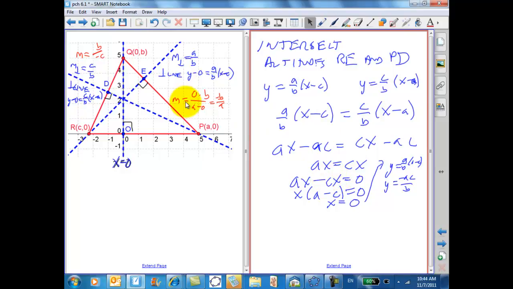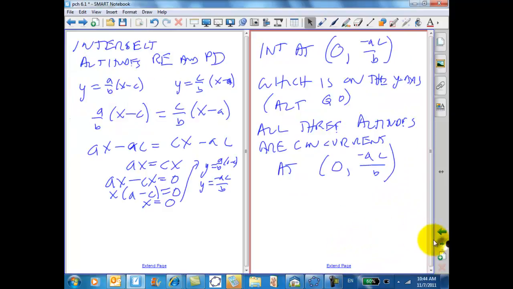Is that what we're trying to prove? That a equals c? No. So what we're doing is factoring out the x and basically showing that x equals 0. And then you put 0 back into either of the equations, you get y equals negative ac over b. So that means we've got the intersection at (0, negative ac over b), which is on the y-axis. So that means all 3 altitudes are concurrent, because that was our third altitude, the y-axis itself.